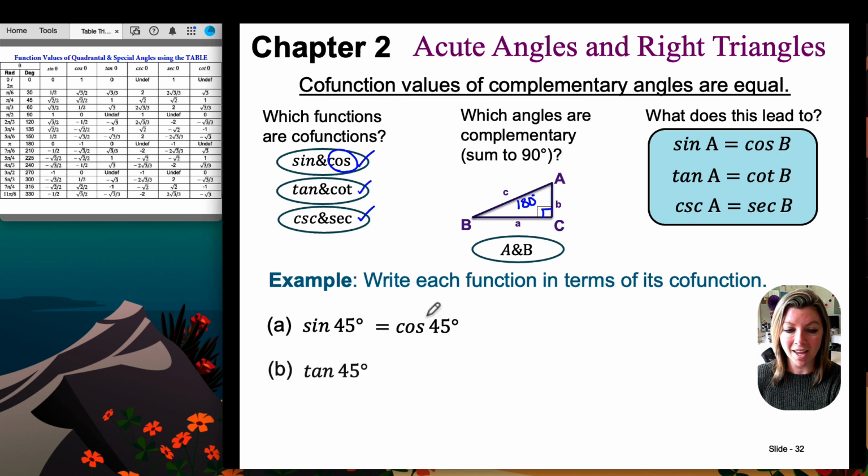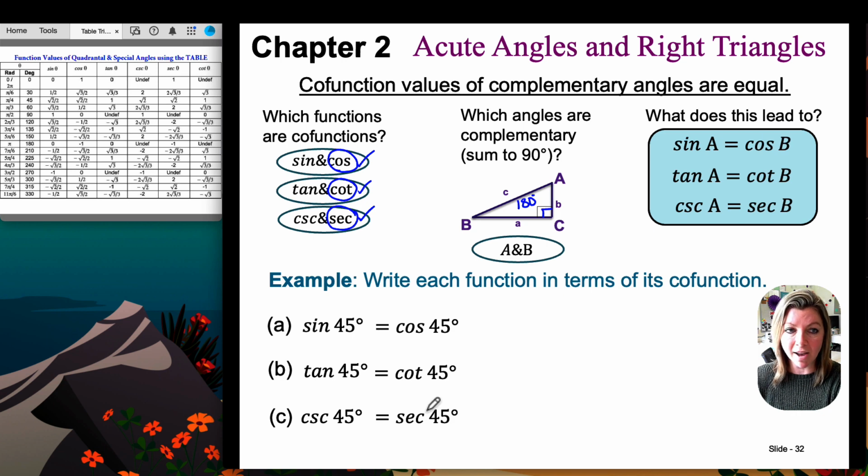Let's go again. Tangent of 45 degrees in terms of its cofunction, well, tangent's cofunction is cotangent, and the angle complementary to 45 degrees is 45 degrees. Let's go again. Cosecant of 45 degrees in terms of its cofunction, well, cosecant's cofunction is secant, complementary angle to 45 is 45, so the value of cosecant of 45 in terms of its cofunction is secant of 45 degrees.